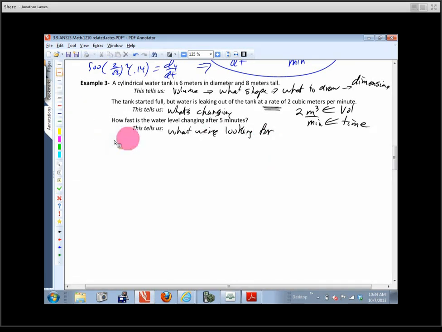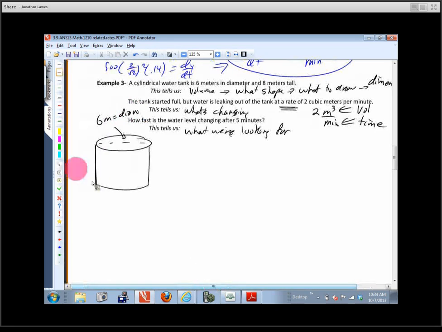Let's draw a tank that is 6 meters in diameter. That is, what did it say? 8 meters tall. And the water's leaking out, right? Okay, so it started off full, but let's represent what would happen if we let 5 minutes go by. The water's going to be about like this, right?